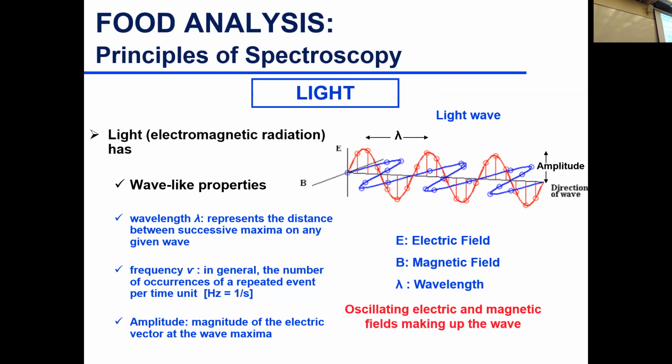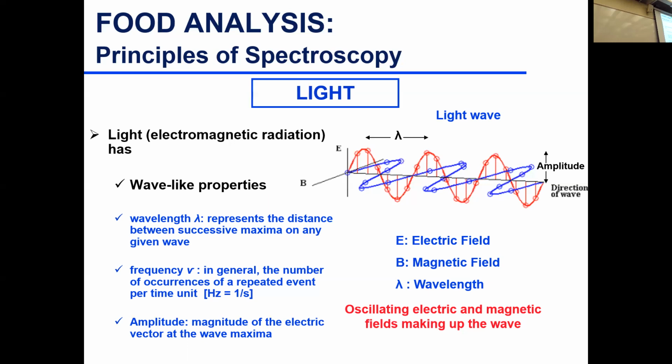So that's your wavelength, and the magnitude of the electric vector is the amplitude. Now, frequency is very important. What's the frequency? It is referred to as the number of occurrences per unit time. That means how many oscillations. This is one oscillation, two oscillations, three, per unit time, per second, per minute, whatever the unit time is.